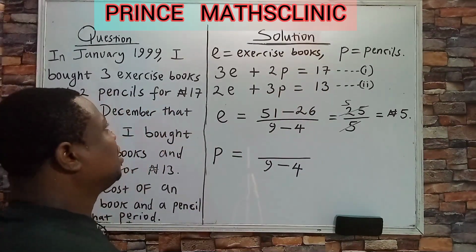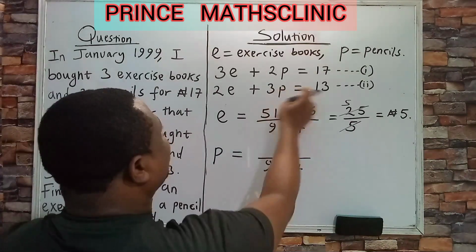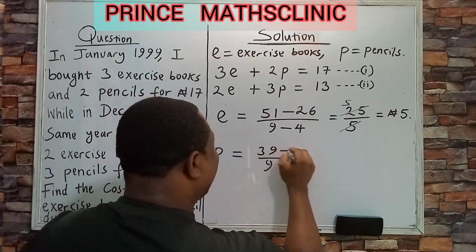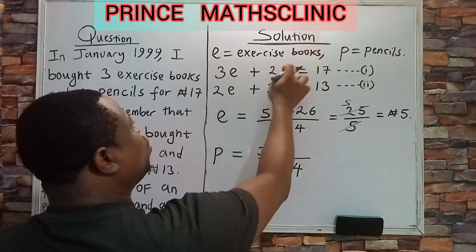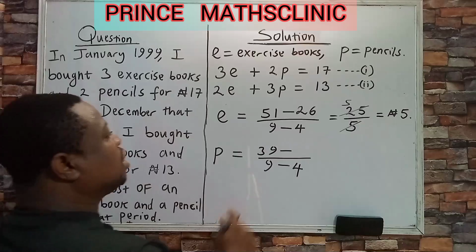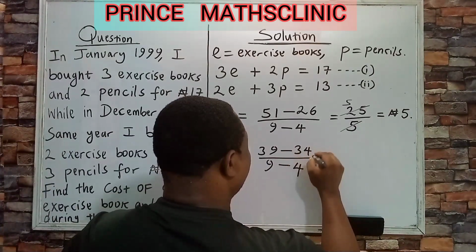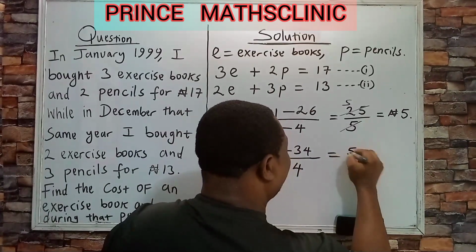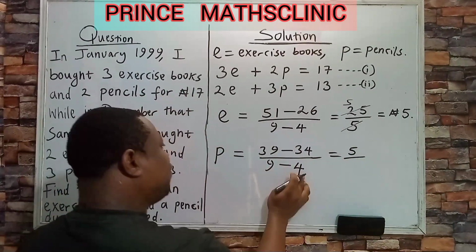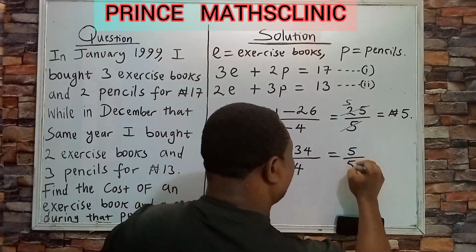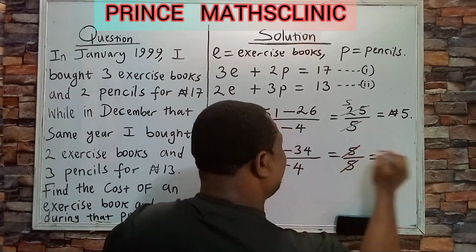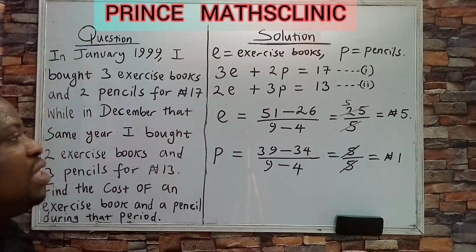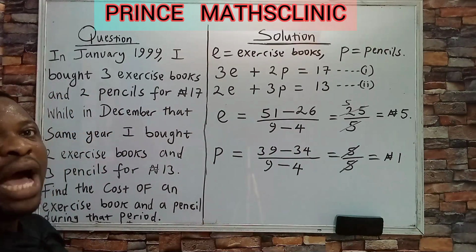So now, let's go. If I do 13 times 3, I will get 39. Minus. Then this 2 times 17 gives us 34. Then if you subtract 34 from 39, you will get 5. Then 4 from 9 gives us what? 5, and 5 can go in 5 one time, so this is 1 naira. You can see how easy it is to apply this particular method.